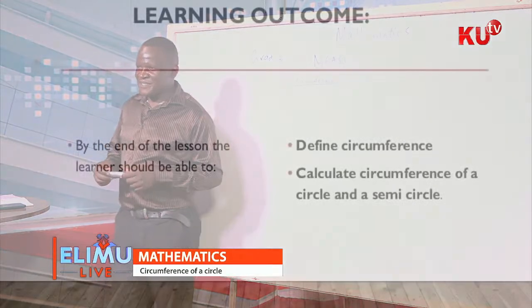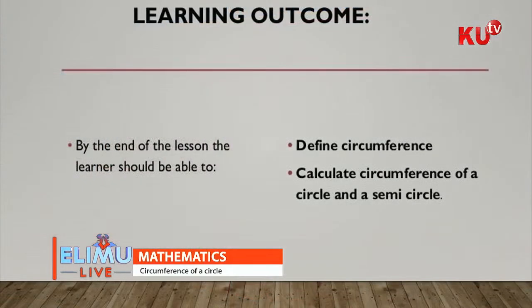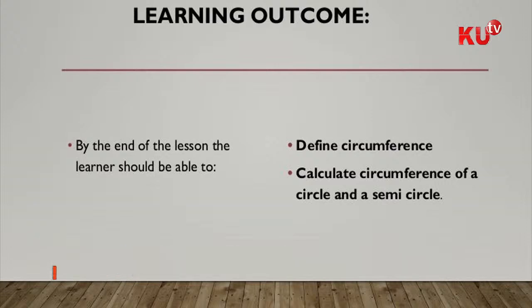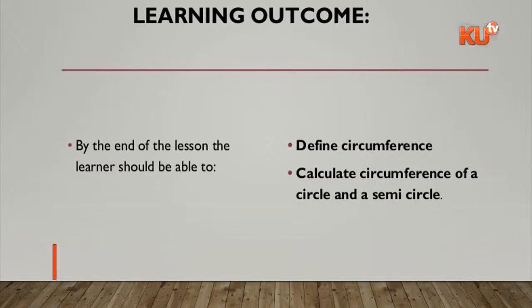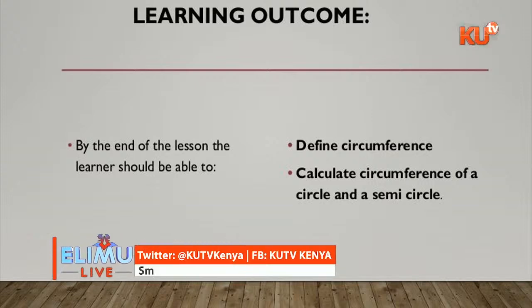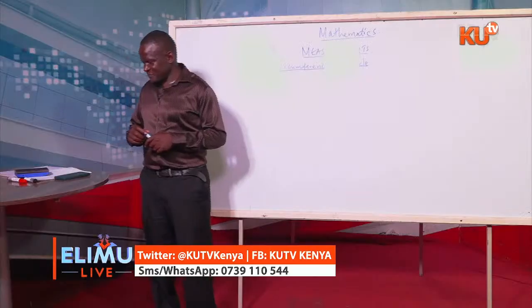What is circumference? Circumference is the distance around the curved part of a circle. Or we can say it is the distance around a circle.